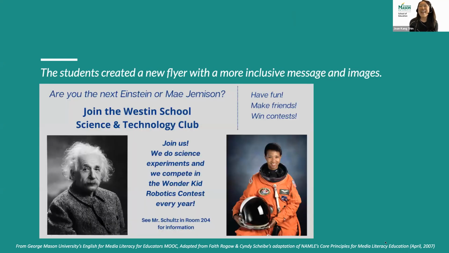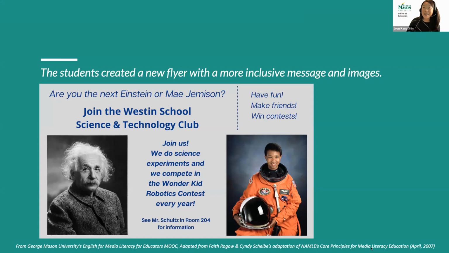All right, so then after getting this feedback, the students created a new flyer with a more inclusive message and more inclusive images. So instead they said, are you the next Einstein or Mae Jemison? Have fun, make friends, win contests. That they kept, because that was motivating. And they kept the message, join us. We do science experiments. We compete in the Wonder Kid robotics contest every year. So the informative messages they kept, but they changed the images and they tried to make sure it was more inclusive. And how did children get there?